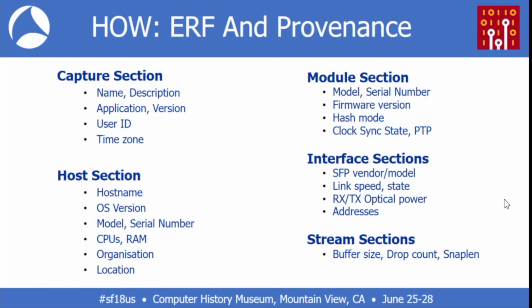There's information about what we call a module, that's kind of device, that's your capture card. What model was it, what was the firmware version, all those sorts of things. What was the clock synchronization state. Information about each of the interfaces, what were the SFP vendors and models, the link speed that was negotiated, all those kinds of things. And then information about each capture queue or stream, if you like.